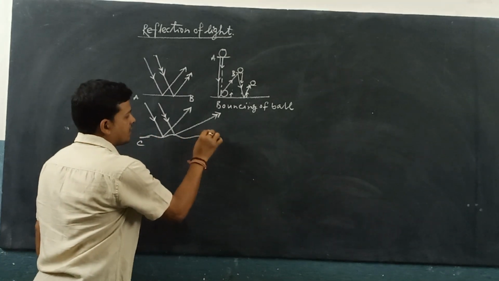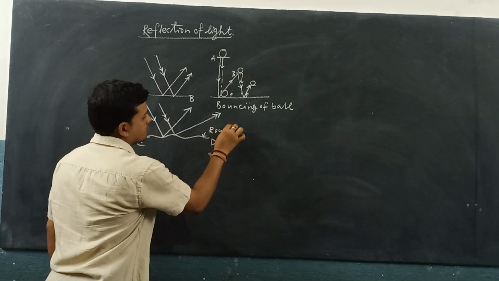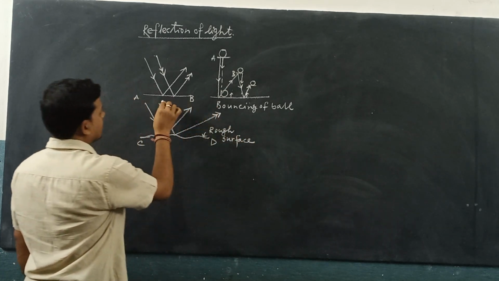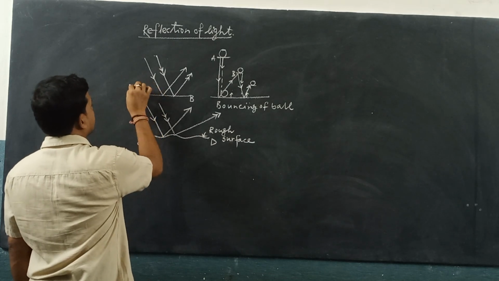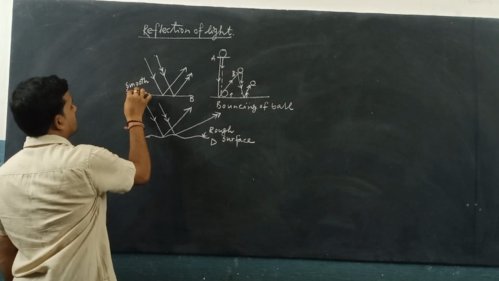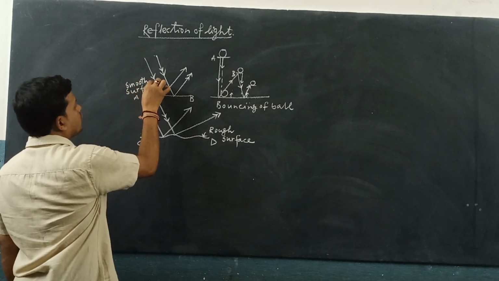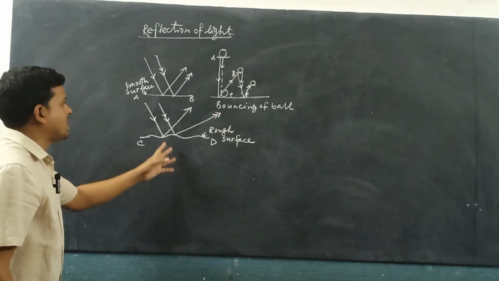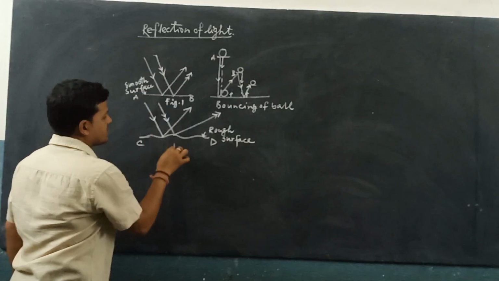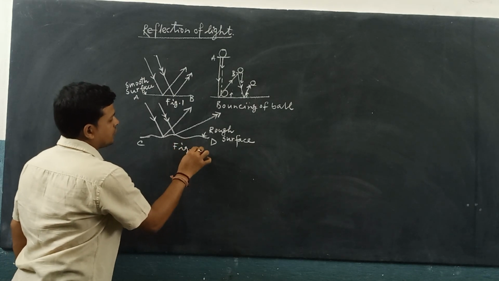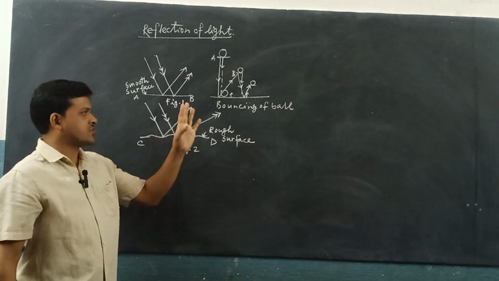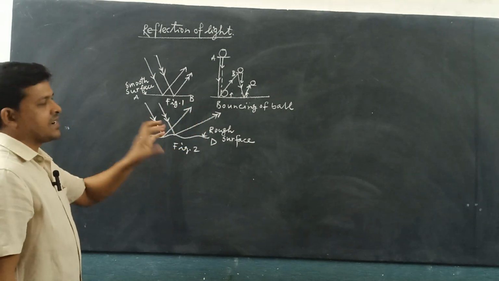Here CD is the rough surface, and AB is taken as the smooth polished surface. In both cases reflection of light occurs, but in case of figure 1, from the polished surface, the light reflects with a particular pattern. But in case of the rough surface, light reflects, but not in a particular pattern.